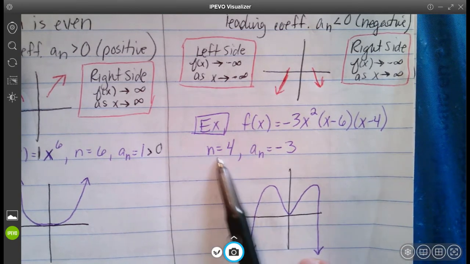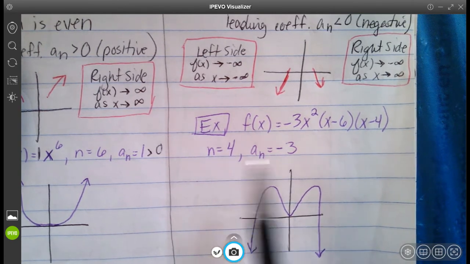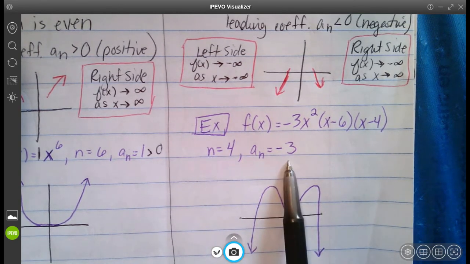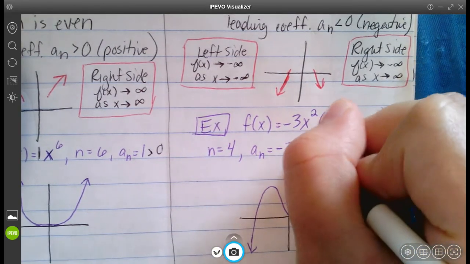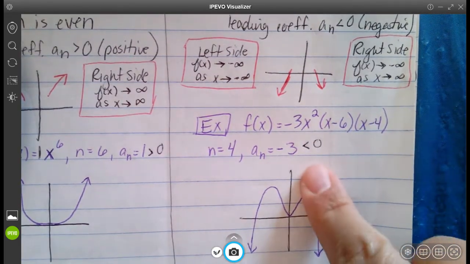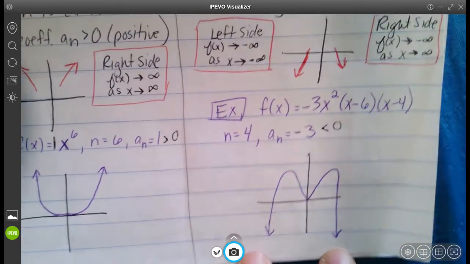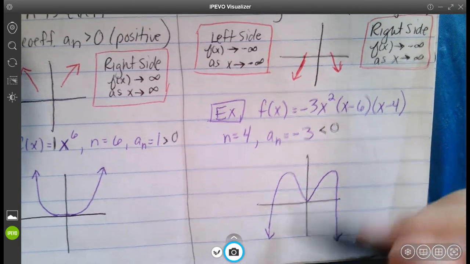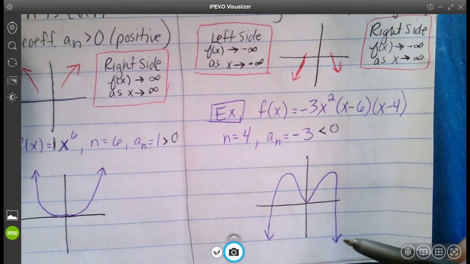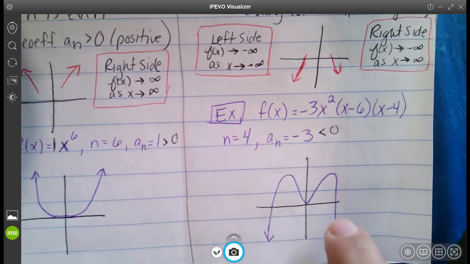Okay, so that's why n is equal to 4 here. So in either case, it's still an even number. Our leading coefficient in this case is negative 3, so it is less than 0 this time, which means that the arrows have to go down, and we do have that right here, okay? The two arrows going down, and this graph looks kind of like an M if you were to graph it. We'll talk more about how to do this in just a bit, okay?